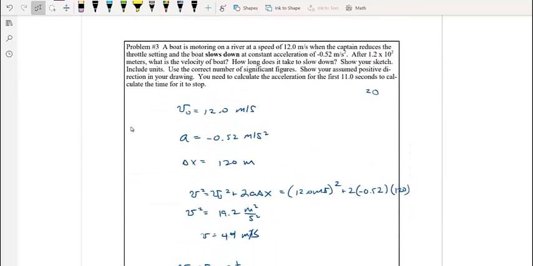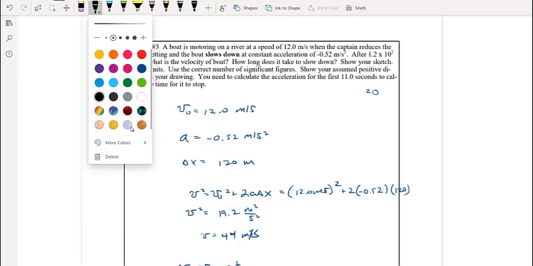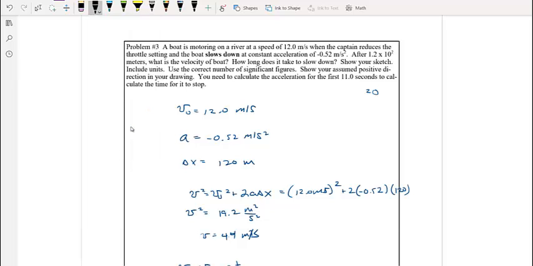Okay. Next one here. Now I didn't show a sketch, but I'm just showing you the method. So you got an initial velocity, 12 meters per second. It's slowing down, so it's going to be negative acceleration. And it's 1.2 times 10 to the second. The reason I did that was because I wanted to show that it was 2 significant figures instead of 120, which would still be 2 significant figures. But so I've converted 1.2 times 10 to the second into 120 meters.